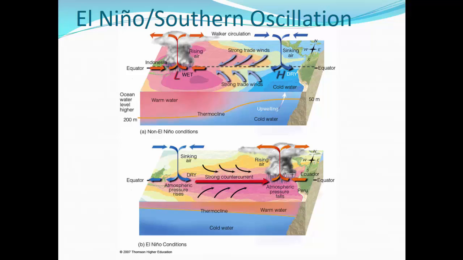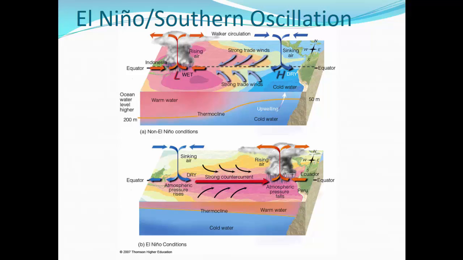All right, and then high pressure on the eastern side, sinking air, cold water, upwelling, and you can see that thermocline. That's underneath the ocean. That's the line of temperature where warm water is very deep in the west, and cold water is very shallow in the east. In an El Niño event, the pressure pattern flips.